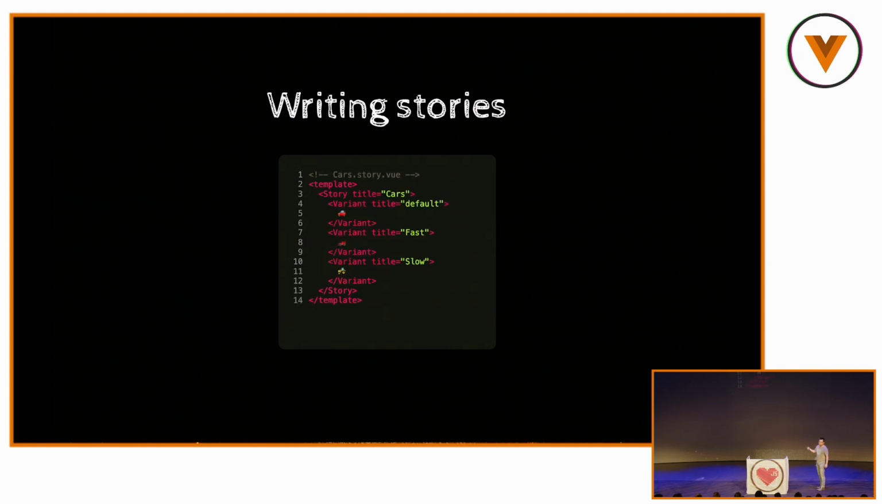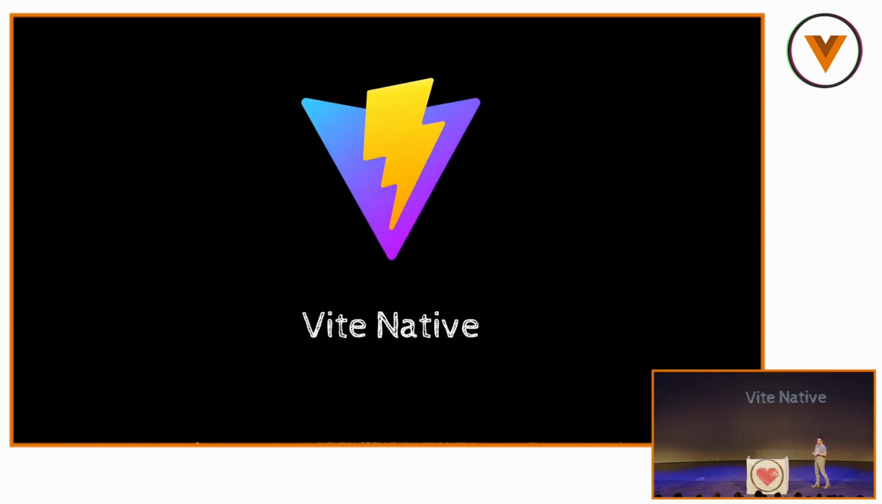And you can also, for example, put different variants of the same story. So again, I wanted to have a very idiomatic Vue way of doing things. So here I'm just putting more components inside the story to have different variants. And again, using props, for example, to put a title. So this is what I wanted to have, writing stories.